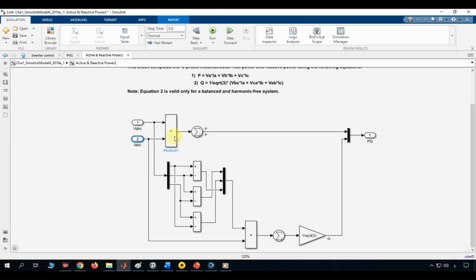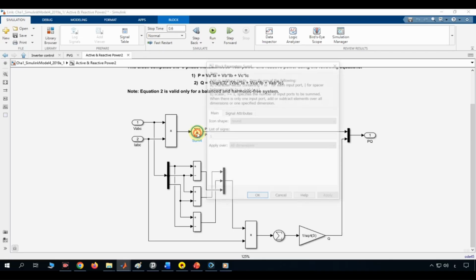Both VABC and IABC feed into a multiply block. Because both signals carry three elements each, this multiply happens element by element. VA times IA, VB times IB, and VC times IC, all computed simultaneously as a three-element result. That three-element result then flows into a summation block, which adds all three products together into one single number.